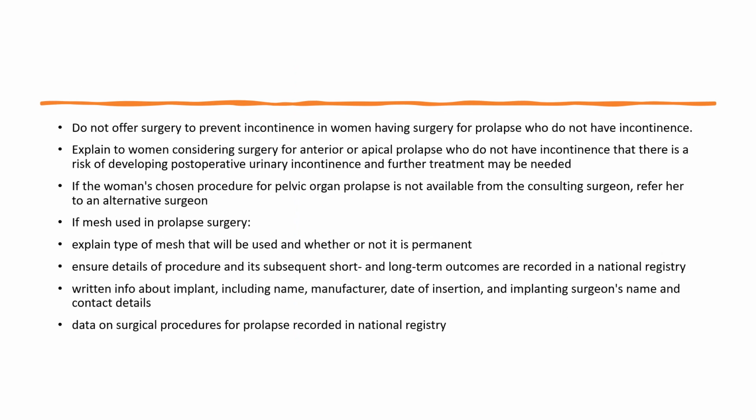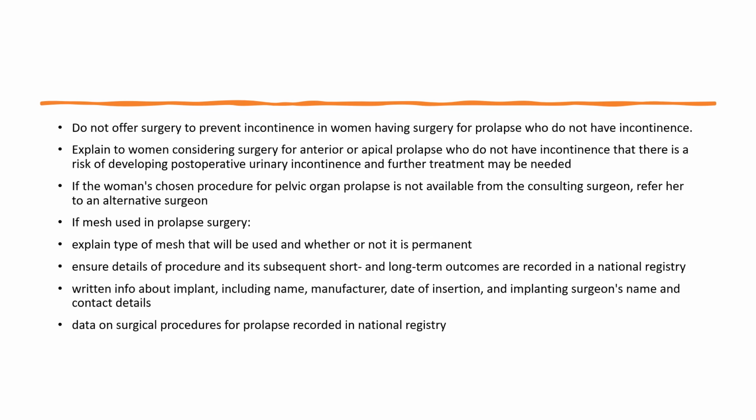Do not offer surgery to prevent incontinence in women having surgery for prolapse who do not have incontinence. Explain to women having surgery for anterior prolapse who do not have incontinence that there's a risk of developing post-operative urinary incontinence. Further treatment may be needed. If the woman's chosen procedure for pelvic organ prolapse is not available from the consulting surgeon, then refer to an alternative surgeon. If mesh is used in prolapse surgery, explain the type of mesh used and whether or not it's permanent.